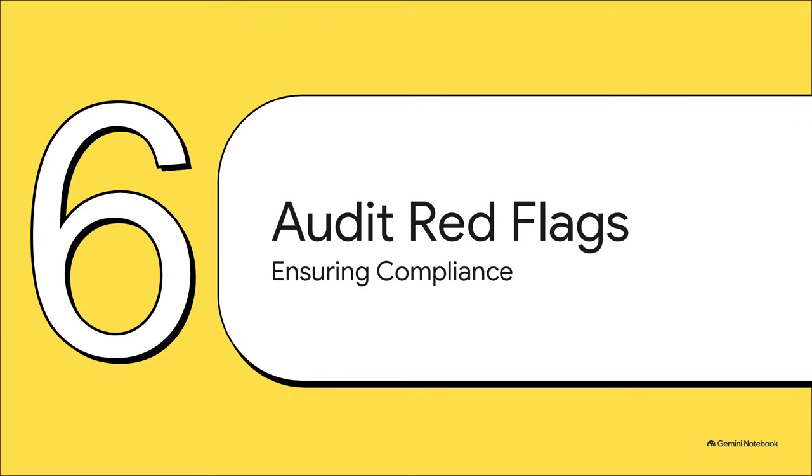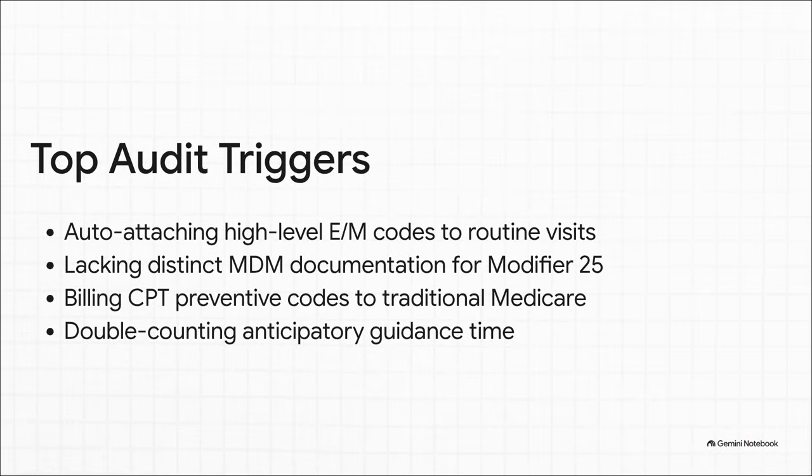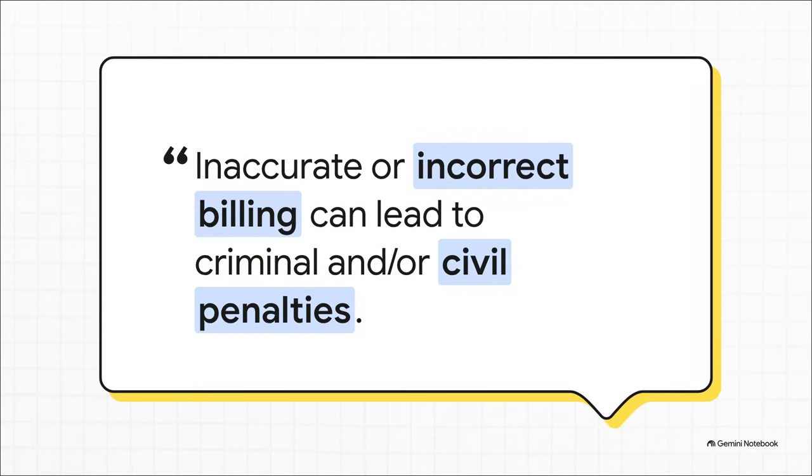And finally, Section 6. Let's look at the top audit red flags. Make no mistake, auditors are aggressively hunting for these specific triggers. Auto-attaching a high-level problem EM code to a routine visit, massive red flag. They are looking incredibly closely for upcoding using modifier 25 without a genuinely separate and significant medical decision-making process clearly documented in the chart. And, of course, submitting CPT preventative codes to Medicare or double-counting your counseling time will trigger immediate scrutiny. The bottom line is crystal clear here.